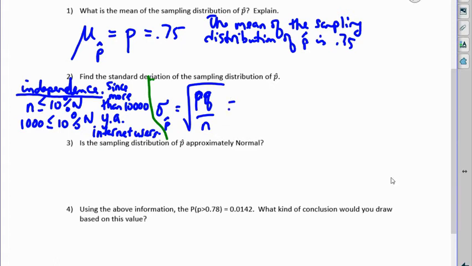So let's put the values in, and these do not have hats on them, so I will use the parameter values.